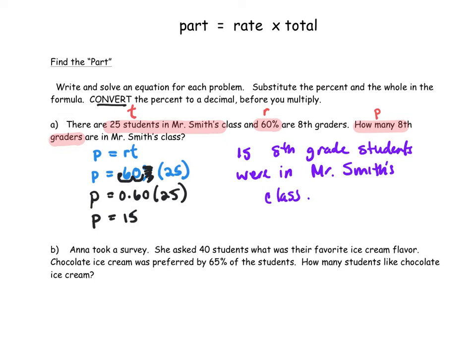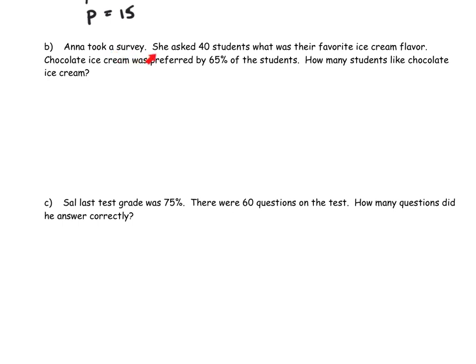So let's look at B. Anna took a survey. She asked 40 students what was their favorite ice cream flavor. Chocolate ice cream was preferred by 65% of the students. How many students like chocolate ice cream? So we're going to highlight our information. She asked 40 students what their favorite ice cream was. 65% of them preferred chocolate ice cream. And we want to know how many students like the chocolate ice cream.